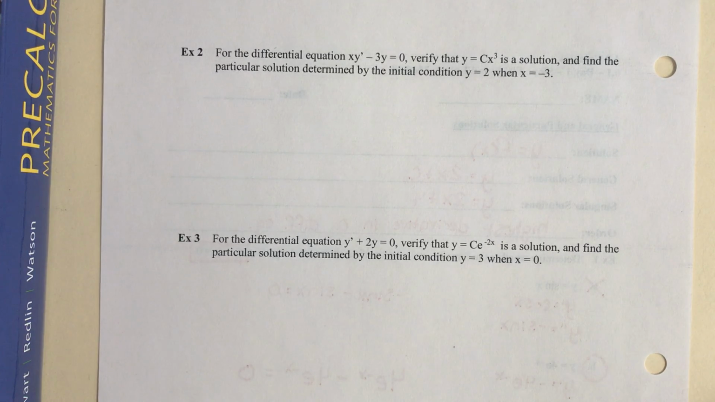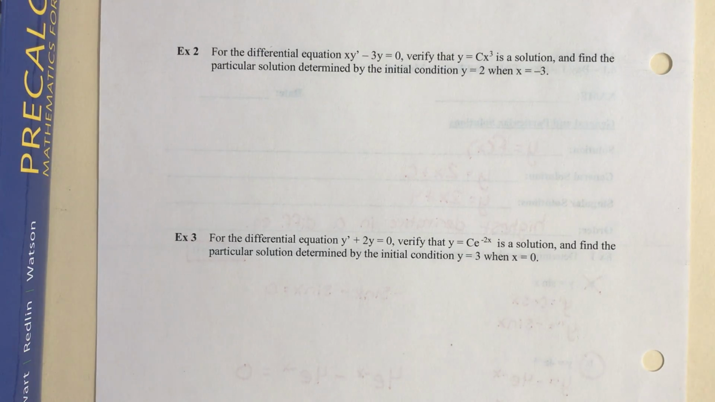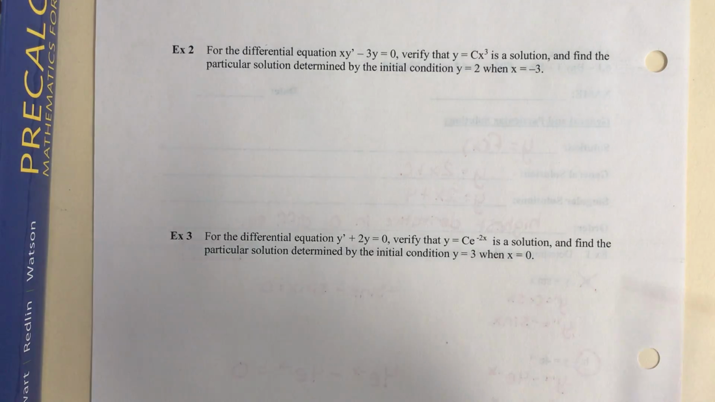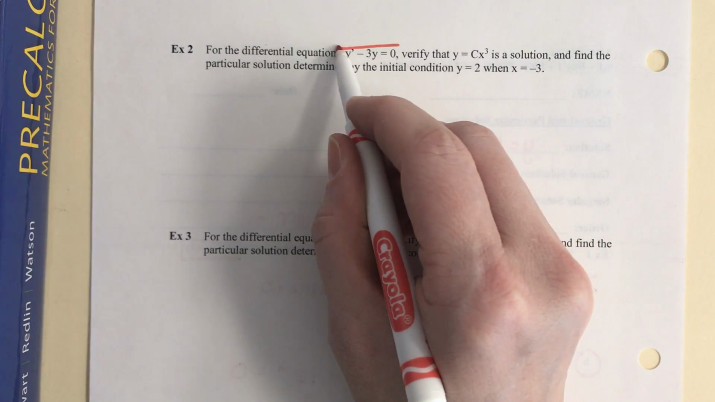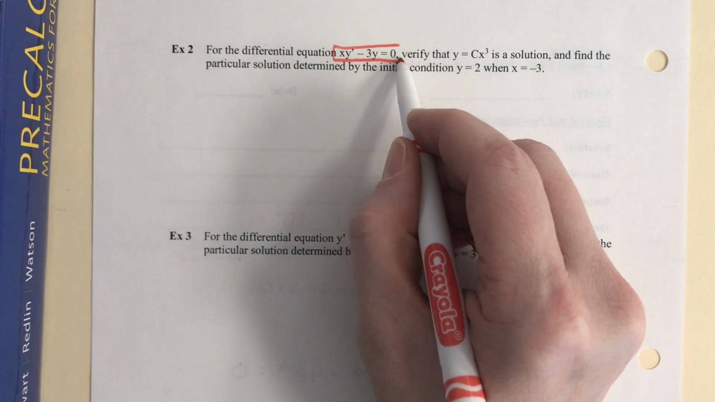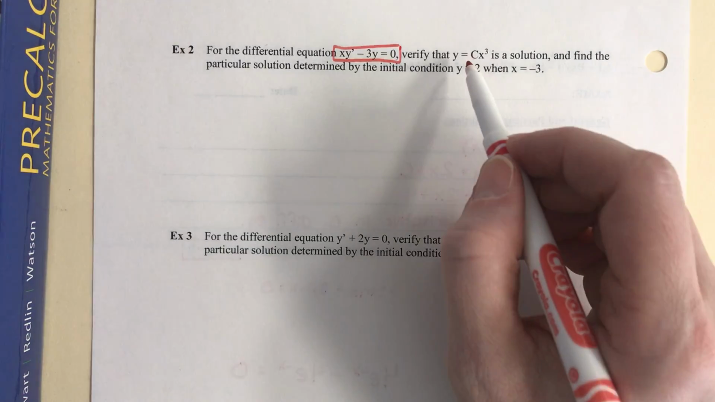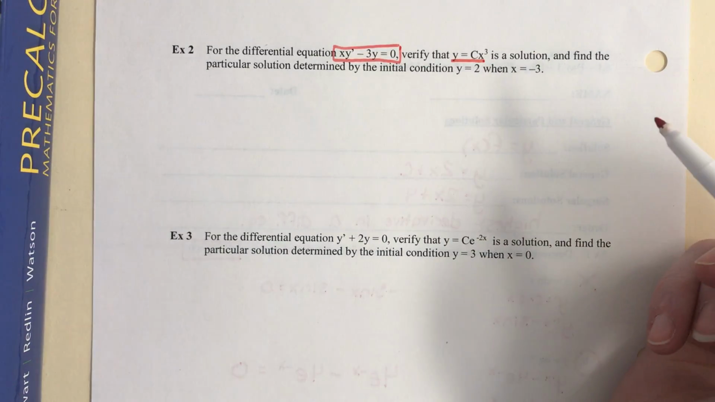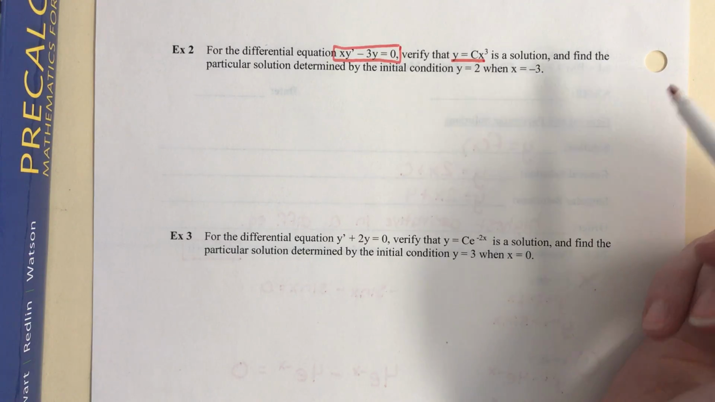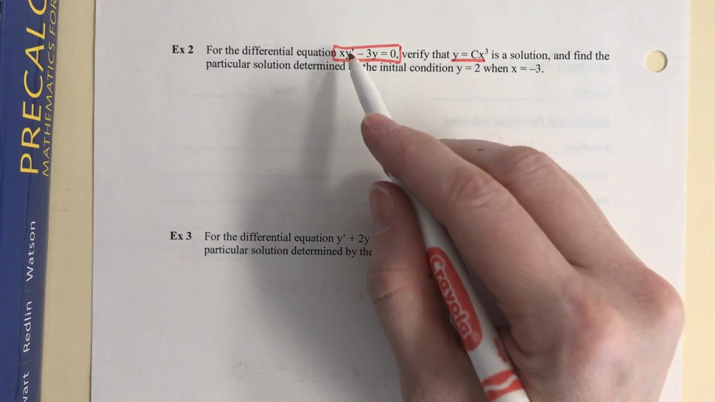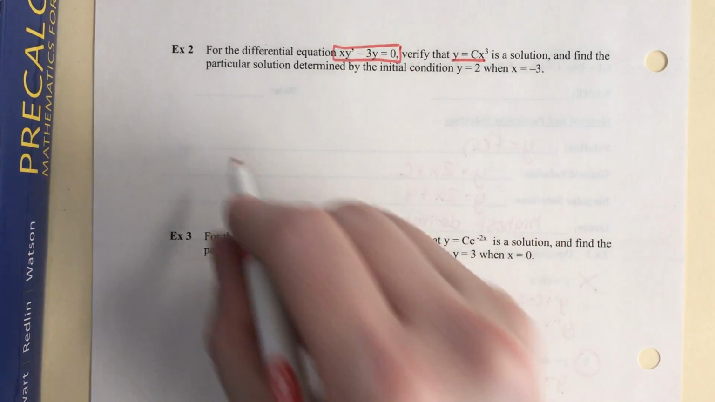Okay, so we're going to flip to the back. We're going to be checking some differential equations and solving for c. So if we look at example 2, we have a differential equation, x y prime minus 3y equals 0. We're going to verify that y equals c x to the third is a solution. So first thing I need to do is find the first derivative because that's what we need here.